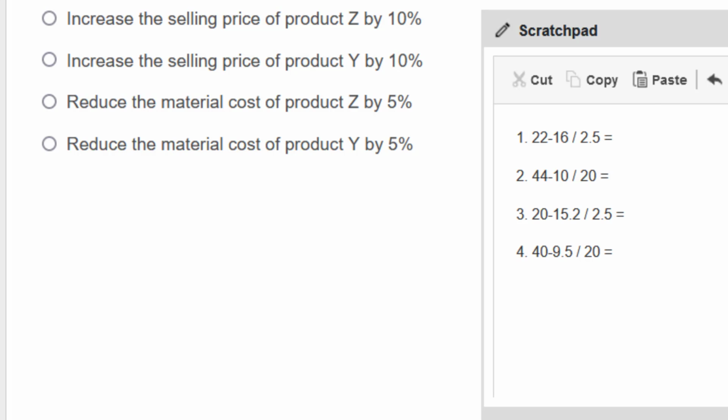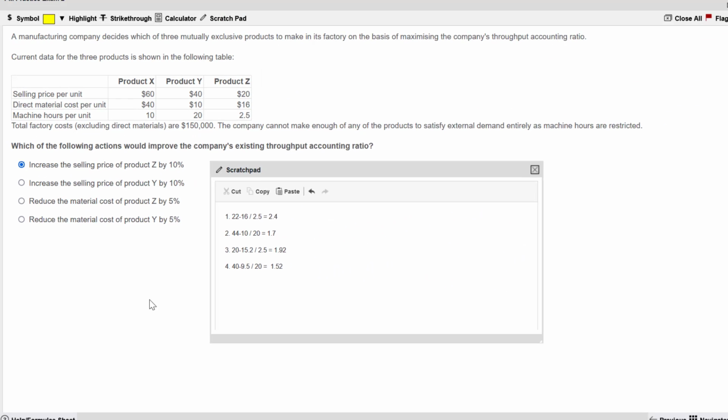Okay, now that we've got this set up, I will do the subtraction first. I'll divide that answer by the hours per unit, and I'll plug those numbers in. Team, I've done the math, and the correct answer now is option 1. Only increasing the selling price of Z will exceed the current throughput contribution per hour of 2. So option 1, correct answer.